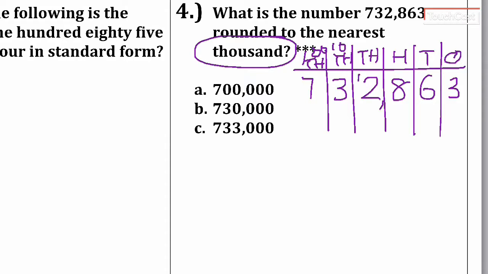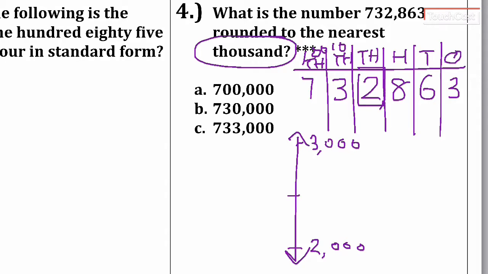So I'm going to box the number that I'm rounding to. Well, it's the thousands. Let's set up our number line. We're rounding to the thousands. What is our first thousand? Well, that's 2,000. And the next one after that, 3,000. And what is halfway between 2,000 and 3,000? Well, 2,500.